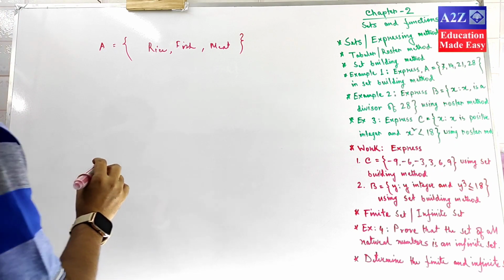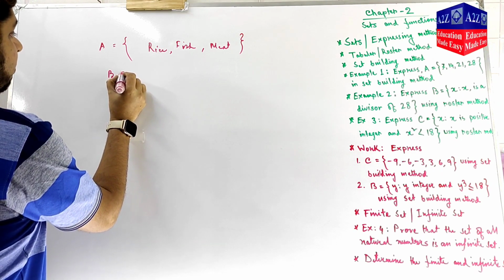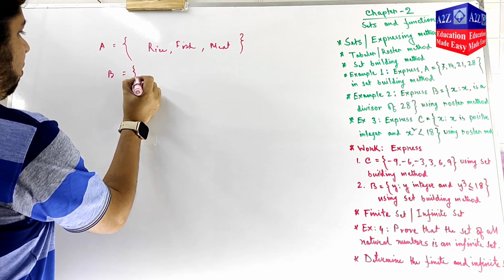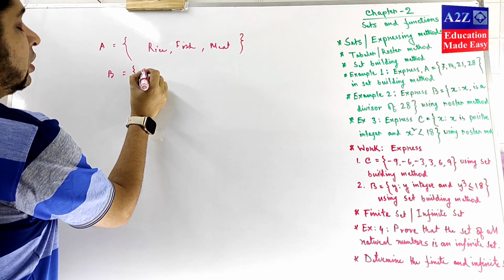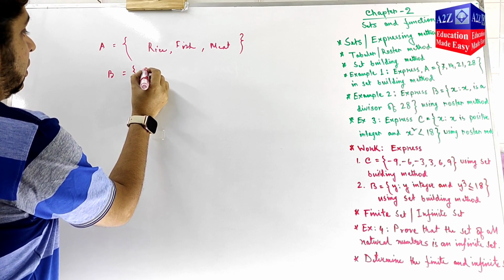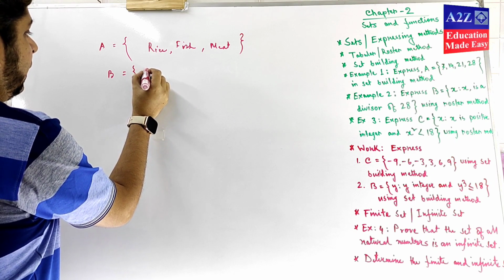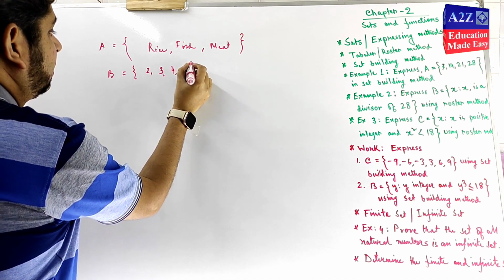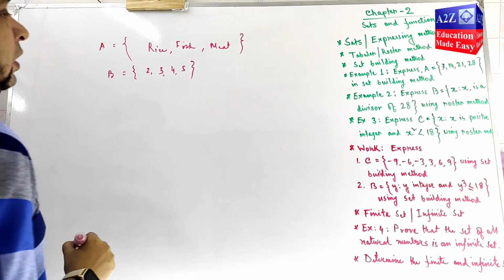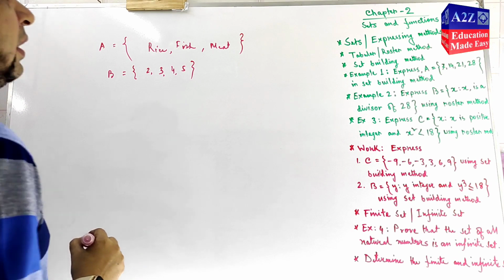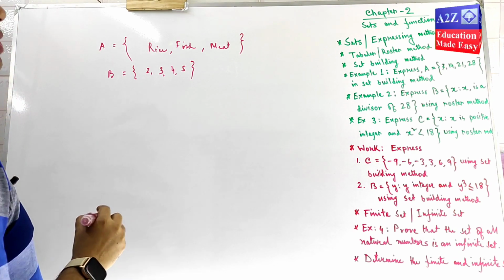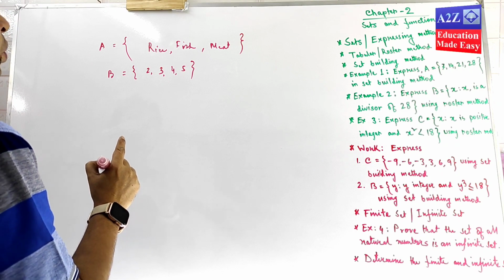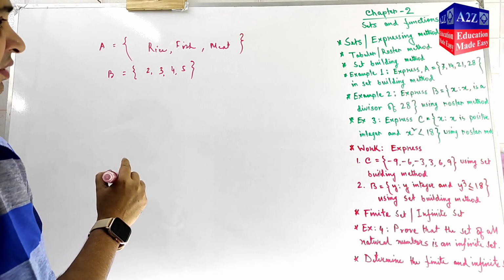Okay, set B is the set of some integer numbers like 2, 3, 4, 5. And in our practical life, we mostly use the tabular or roster method where the items can be listed easily.